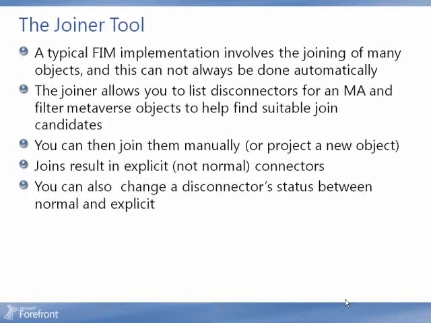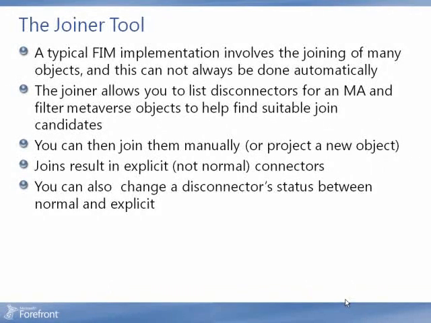Where there is ambiguity or missing data, you'll be left with disconnectors, CS objects that are not joined to a corresponding record in the metaverse. The joiner interface allows manual location of and joining to suitable matching metaverse objects for each disconnector. It allows you to list connect space objects for a particular MA and define a filter to apply to the metaverse to help you find suitable metaverse objects. You can also choose to project a disconnector manually if that's what you want.